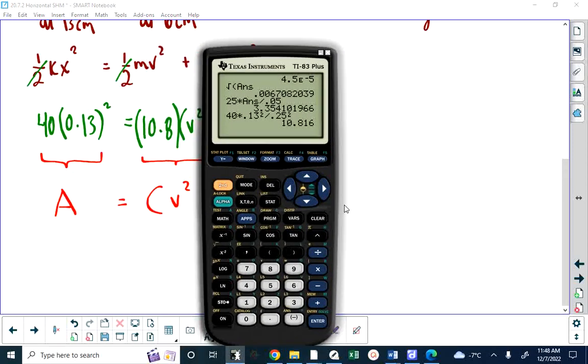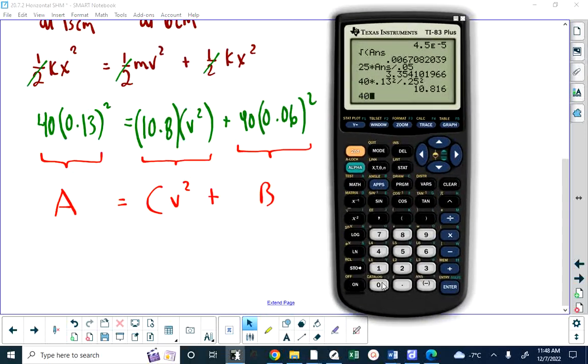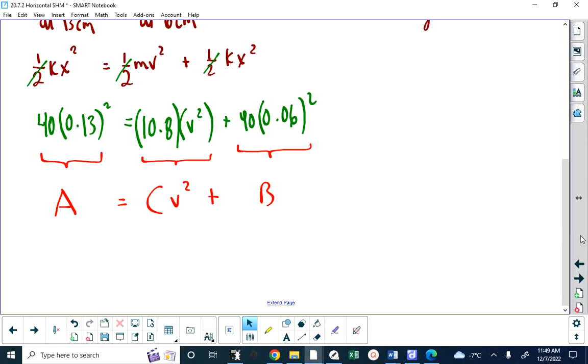Take 40 times 0.13 squared, subtract 40 times 0.06 squared equals, divided by 10.8 equals, take the square root. Anybody else get about 0.22? All right. So it's about 22 centimeters per second, 0.22 meters per second.